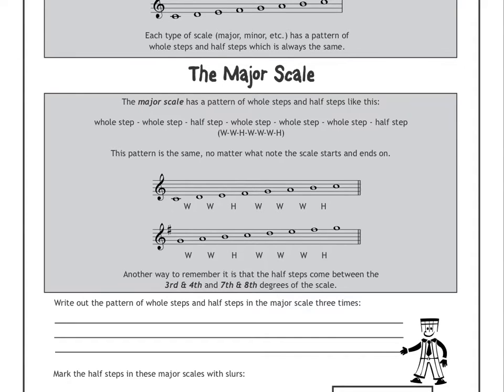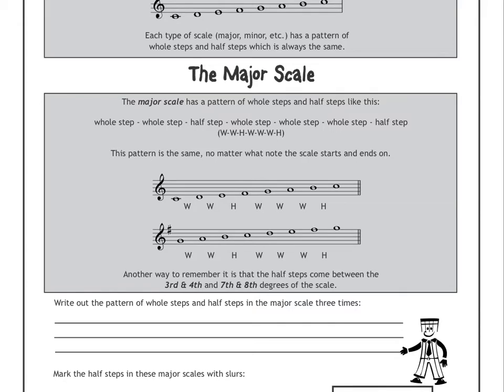So now, with the major scale, the pattern is the same no matter what note the scale starts and ends on. We just said that a major scale always goes from C to C, or G to G, or A flat to A flat, or F sharp to F sharp, or E to E. No matter what your starting note is, you're always going to end one octave away.